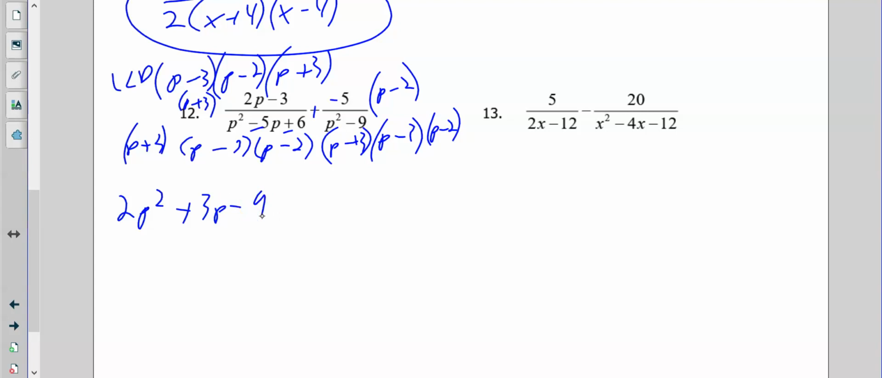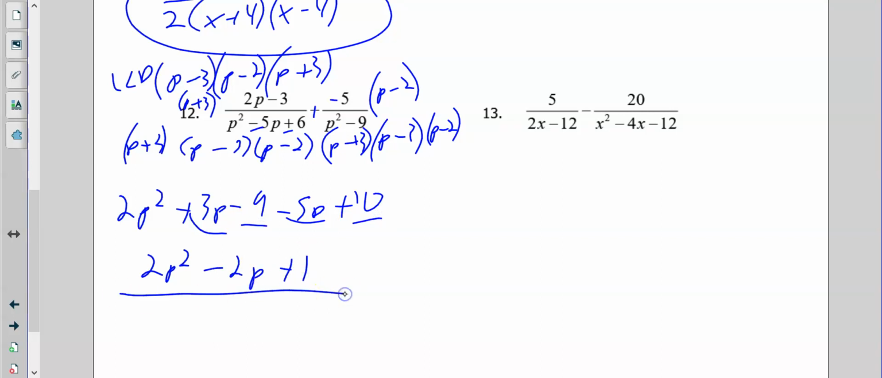On the right side, we have negative 5p plus 10. The 2p squared has no one to talk to. 3p minus 5p is negative 2p. Negative 9 plus 10 is plus 1. This won't factor, so I'm done. I just need to write in that long LCD. That's it.